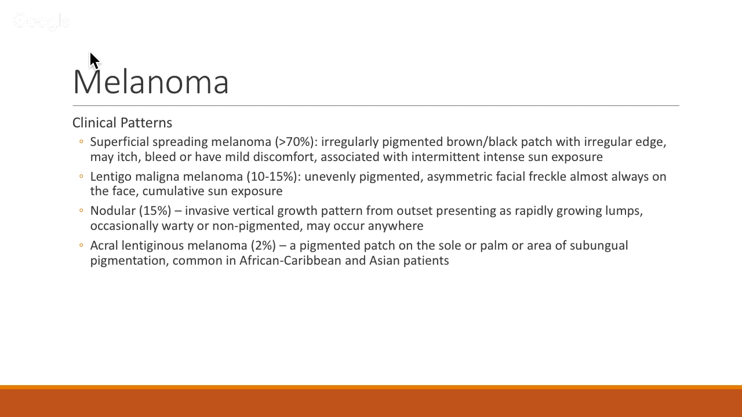It's unevenly pigmented, and because it's more chronic exposure, it's more commonly on the face, and you get that Hutchinson's freckle sign. Nodular melanoma is the worst prognosis because you don't have a radial growth phase, and immediately from the beginning it has that vertical growth phase, so it will cause deeper invasion and greater likelihood of metastasis. And then finally, acral lentiginous melanoma, which is the one found in dark-skinned individuals, not really related to UV radiation, and acral lentiginous meaning it's more likely on the sole or the palms.